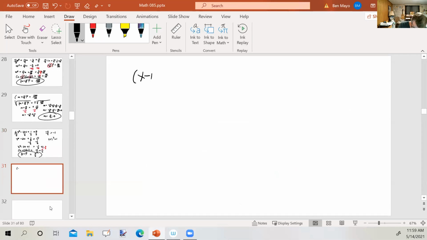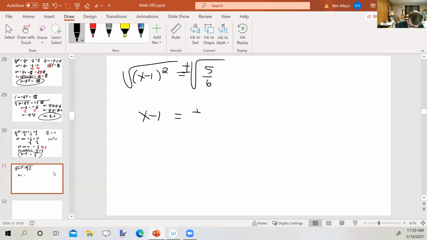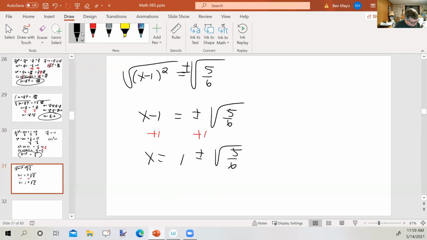So x minus 1 squared equals 5/6. Taking the square root of both sides, adding a plus or minus, I get x minus 1 equals plus or minus the square root of 5/6. I'm going to add 1 to both sides. x equals 1 plus or minus the square root of 5/6.